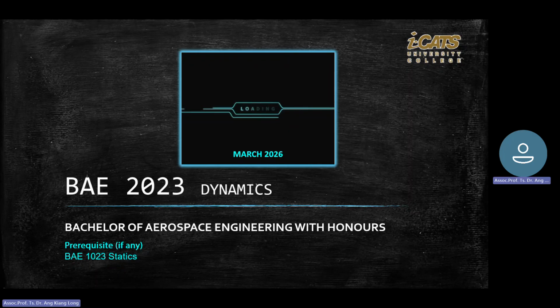So we start with dynamic. Your class has two slots. One is every Monday, 2 to 3, then Tuesday, 11 to 1. So in total you have 3 hours.